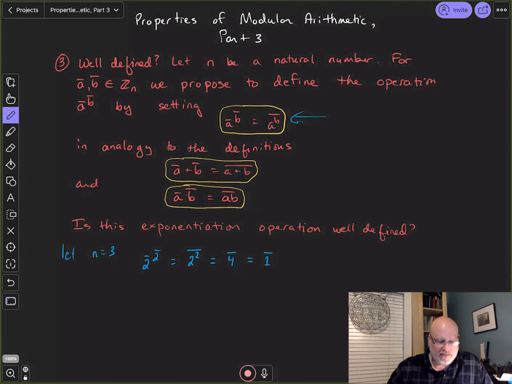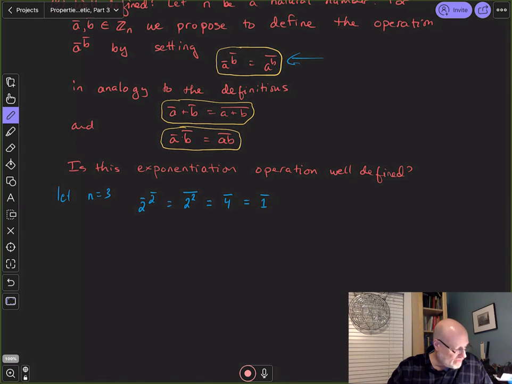But let's think of a slightly different case. What's another number in the set of 2 bar? If I'm thinking of 2 bar in mod 3, isn't that the same thing as 5 bar? They both have the same remainder when divided by 3, so they're part of the same congruence class. These two are equivalent. So let's do 2 bar to the 5 bar. Technically, these should be saying the same thing because 2 bar and 5 bar are the same. Let's check and see what happens.